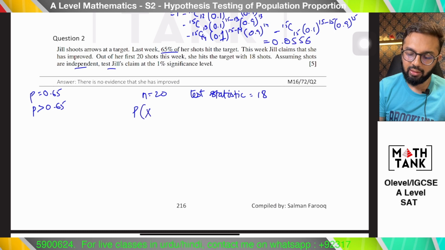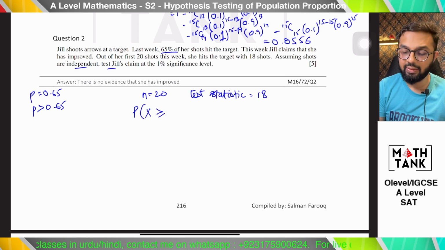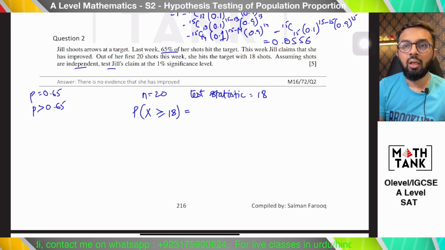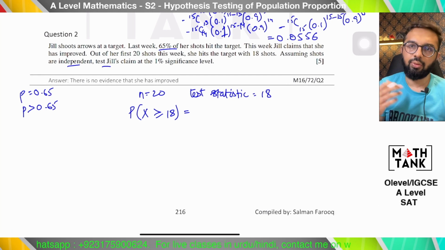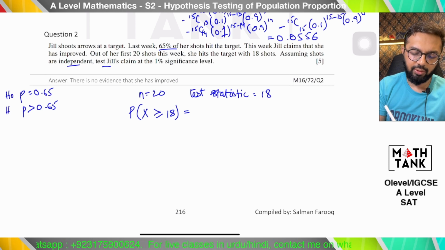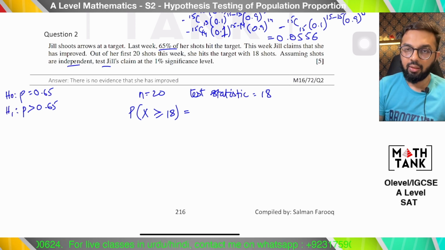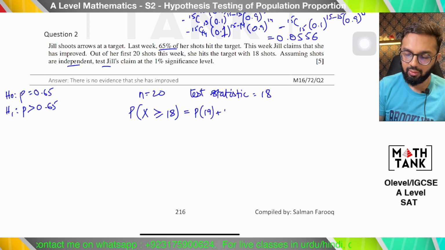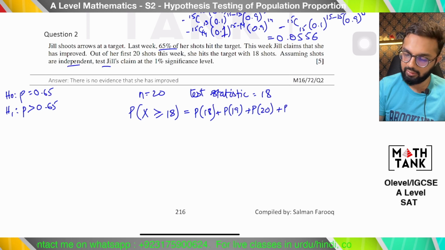So I'm simply going to calculate the probability of x greater than or equal to 18. That's always true for binomial distributions, that you calculate the probability of whatever your test statistic is, and you put a greater than or equal to or less than or equal to based on what your alternate hypothesis is. So this goes: probability of 18, 19, 20, and that's it.